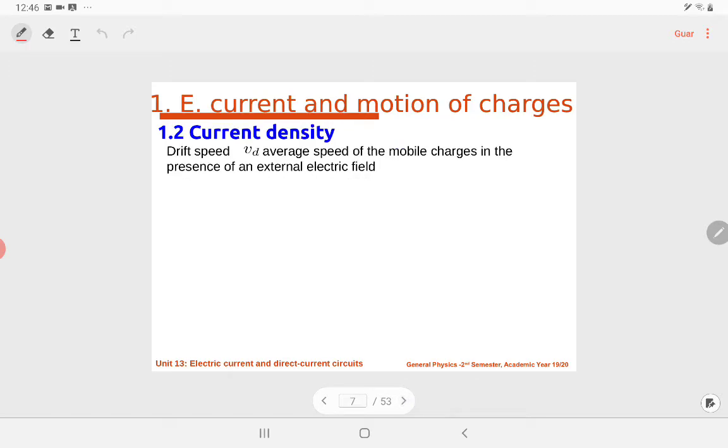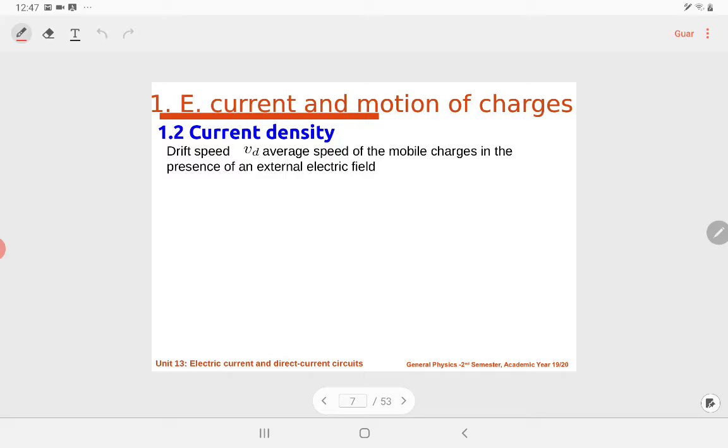The electric current is a macroscopic quantity. It's something that we can measure macroscopically. However, this is really related to microscopic things that work at a very, very small scale. So to bridge the gap between both, we're going to introduce a concept that is called the drift speed. The drift speed, given by Vd, is going to be the average speed of the mobile charges when we put in an electric field.